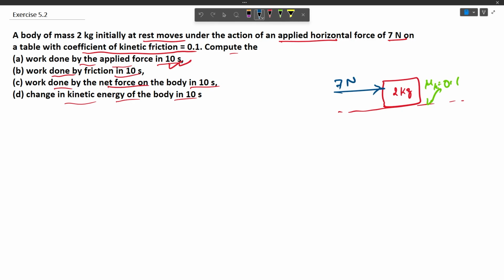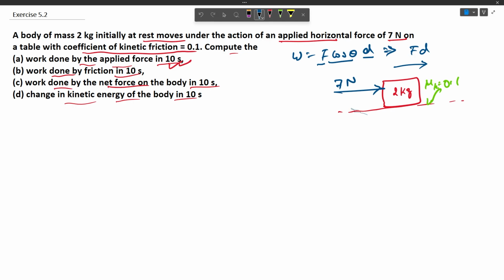And also, since the body would be moving in this direction, the displacement is going to make an angle of 0 degree with force. So according to this expression, F cos theta d, where d is the displacement, F is the magnitude of force and theta is the angle between force and displacement, this cos theta is going to be 1. So it can be explicitly written as Fd, that is the multiplication of magnitude of force and displacement.